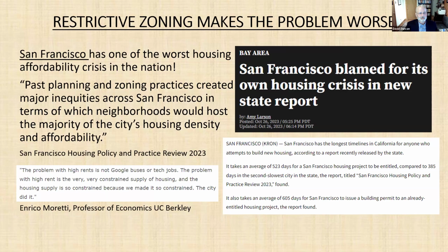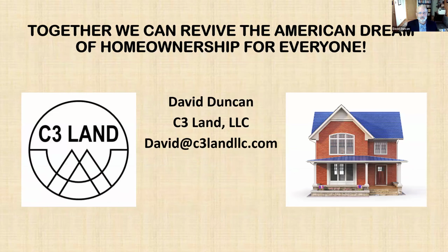From the professor of economics, UC Berkeley: the problem with high rents in San Francisco is not Google buses or tech jobs. The problem with high rent is a very, very constrained supply of housing, and the housing supply is so constrained because we made it so constrained. The city did it. So all of that just to exemplify that housing policies and regulatory policies have a direct impact on the cost of developing and building new housing, and that has a direct impact on the supply, for which there have been multiple discussions in previous webinars about the shortage of housing and how far behind we are on housing supply. So I appreciate you letting me have the time to make a presentation, and I will be open to questions.